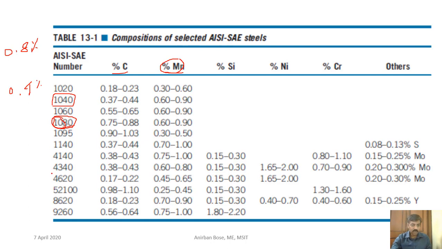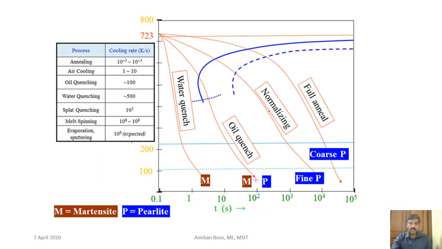And here you can see 4340 steel, you have seen many times. Here you can see what are the composition, what are the different components present in 4340 steel. This is an alloy steel. Many other components are present along with iron and carbon. So here the processes have been shown.